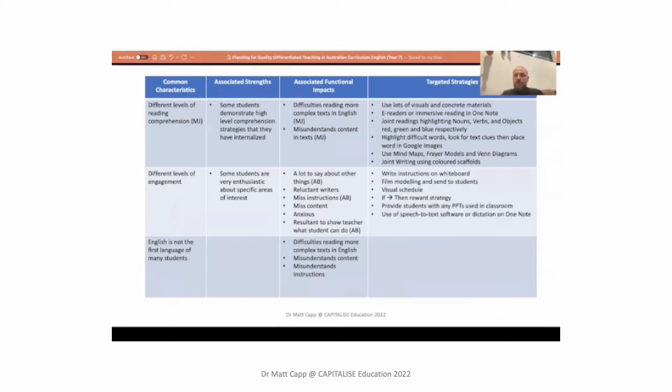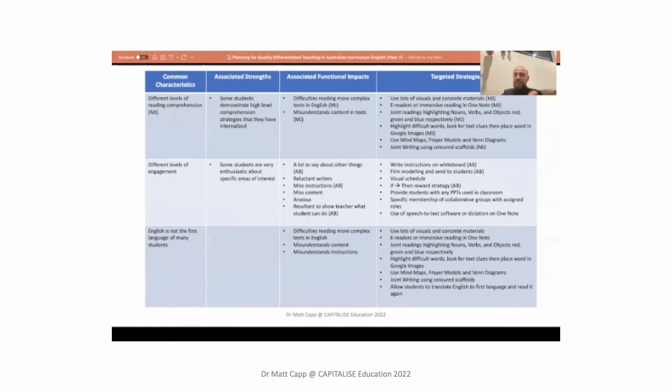Around different levels of engagement, some students are very enthusiastic, others have a lot to say about other topics. Reluctant writers, miss instructions, miss content, can be anxious, and reluctant to show teachers what they can do. We could write the instructions on the whiteboard if students miss them. We could film our modeling and send it to students. We could use a visual schedule. We could use an if-then reward strategy. If you do this, then you get this reward. Provide students with any PowerPoints used in the class, or we could use speech-to-text software or dictation in OneNote.